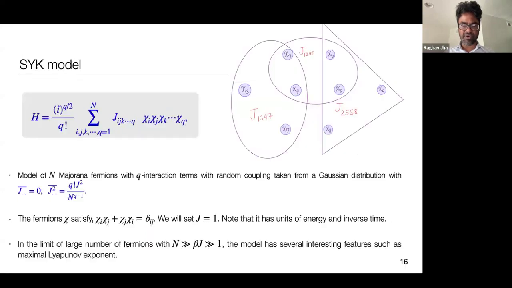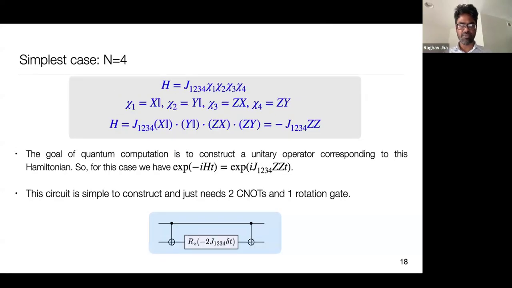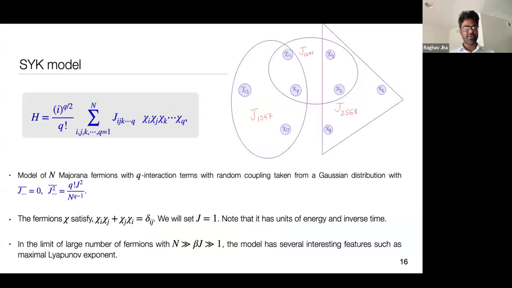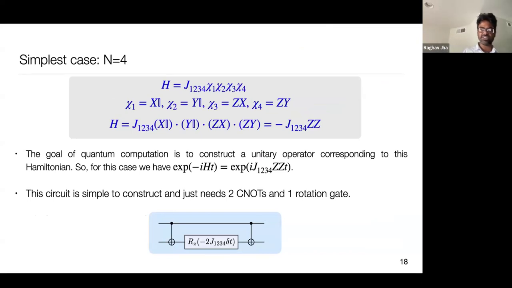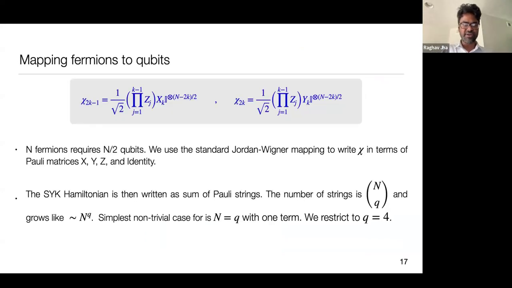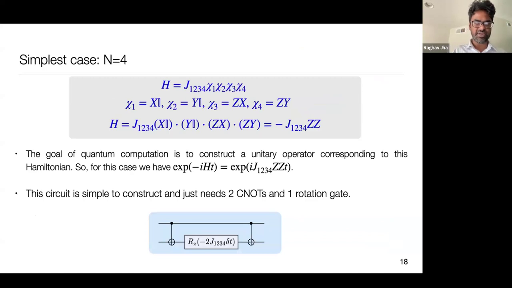If you didn't follow it completely at this point, it will be more clear here. So I'm setting q equal to 4, n equal to 4, and then writing the Hamiltonian. So the Hamiltonian is just J_1234 chi1 chi2 chi3 chi4. If I do this Jordan-Wigner transformation, chi1 can be written like Pauli X Kronecker times identity. Chi2 can be written as Y Kronecker product I, and so on. And you can write all the 4 fermions.